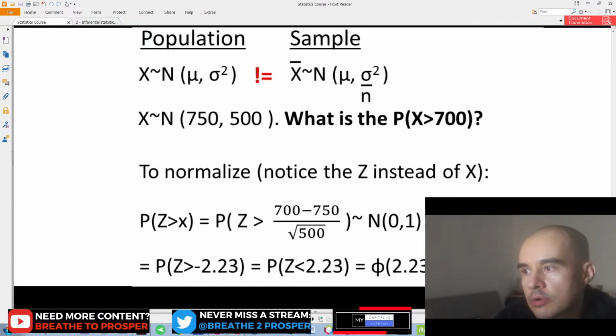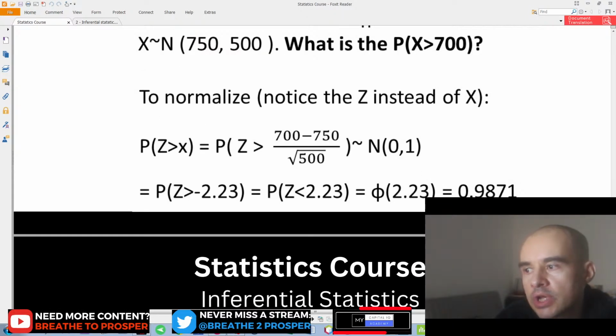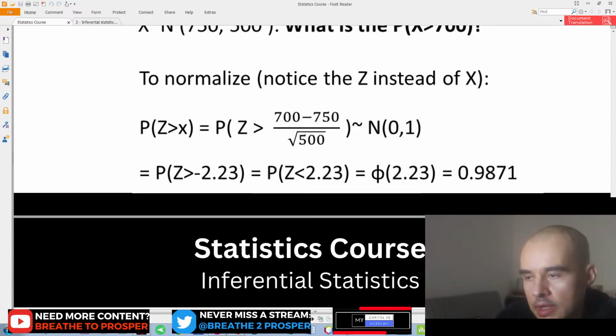X follows a normal distribution with 750 as mean and 500 as variance. They're asking you what is the probability of x being greater than 700. So you normalize it, so we can use the tables. Notice how we change from n to z. So it's the probability of z being greater than x. Okay. So z being greater than, you subtract the mean and divide by the variance. Okay. And now you can say that this one follows a normal distribution 0, 1.